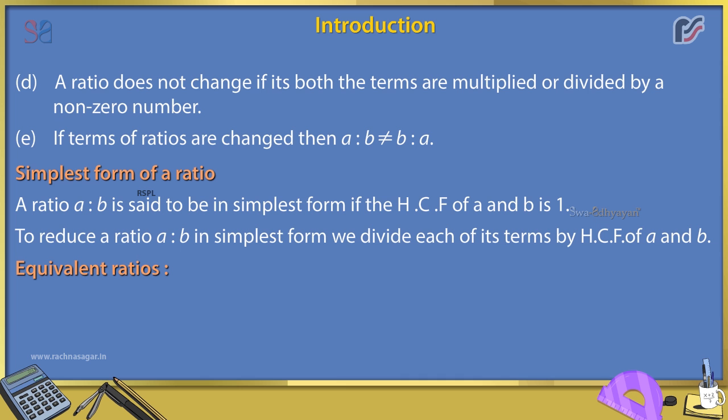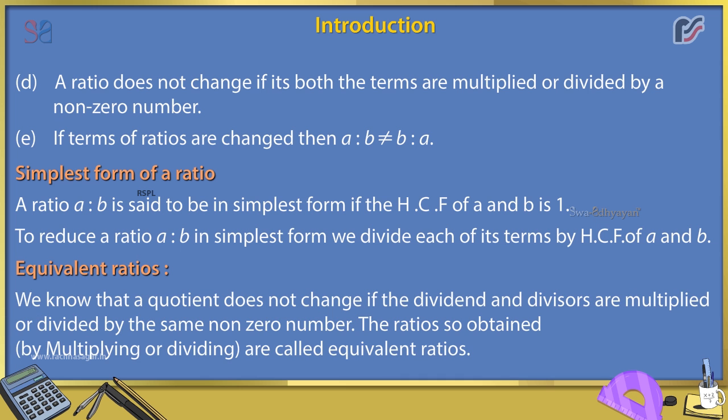Equivalent ratios. We know that a quotient does not change if the dividend and divisor are multiplied or divided by the same non-zero number. The ratios so obtained by multiplying or dividing are called equivalent ratios.